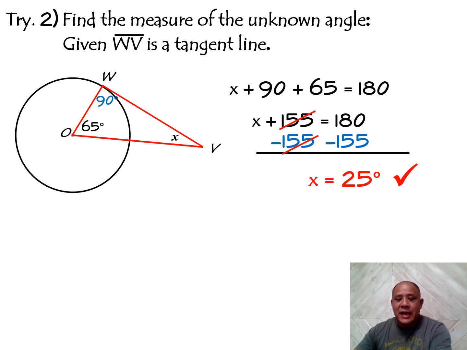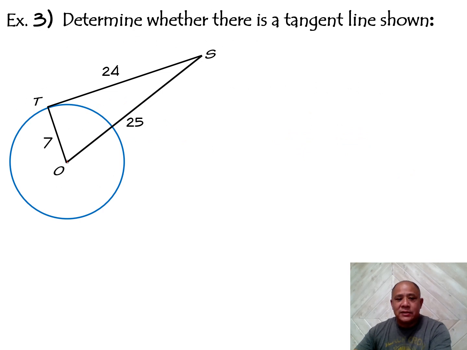And the last application that we are on is example 3 and the last example. Here we go. This will be the last part of the lesson. So determine whether there is a tangent shown. Well, again, in order to create a 90-degree angle, then it must be a right triangle. So in order to be a right triangle, it must follow the Pythagorean theorem. So if it does not follow the Pythagorean theorem, then it's not a right triangle. And if it's not a right triangle, then it's not a tangent line.